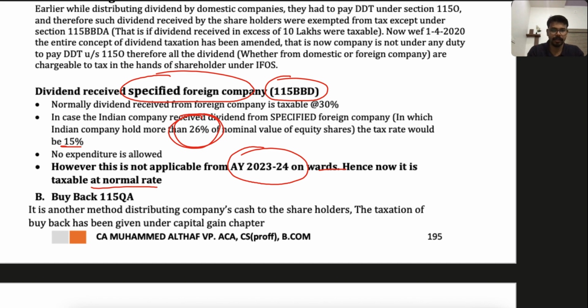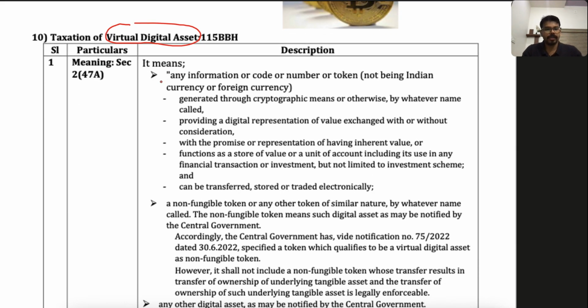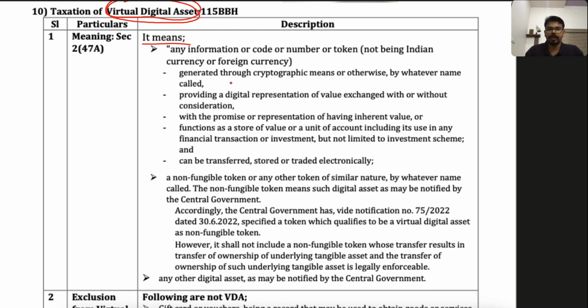Yes, that is a huge amendment. Then there is a new taxation they have brought in, that is taxation of virtual digital assets. That means like Bitcoin and all, right? So that is a new amendment. What do we mean by virtual digital asset? What is the definition they have given? It means any information or a code or a number or token, not being Indian currency or foreign currency, generated through cryptographic means or otherwise, by whatever name called.